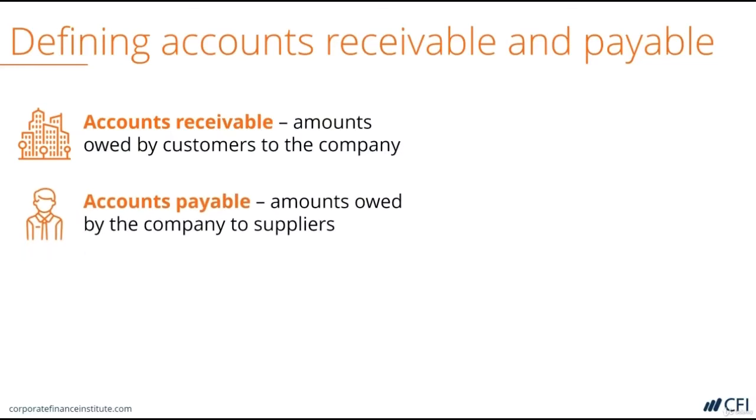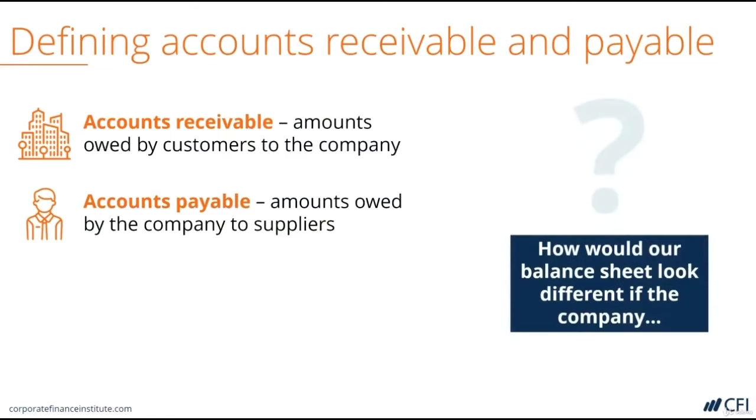Similarly, with accounts payable, when the company buys inventory from suppliers, it often receives credit terms, meaning it doesn't pay for that inventory with cash immediately, but instead gets, say, 30, 60, or 90 days to pay the supplier for that inventory that it purchased.